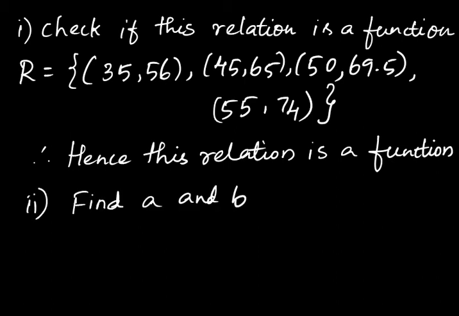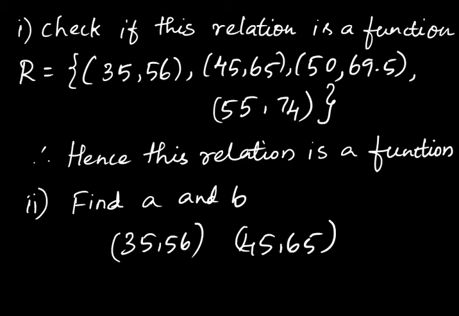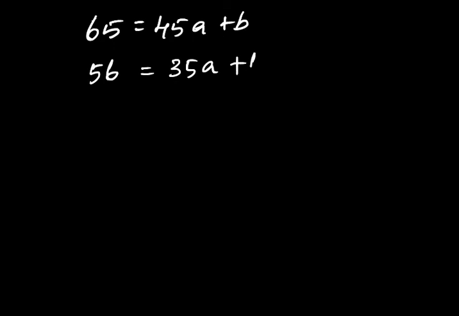Second question, find a and b. So for this we will consider two ordered pairs, that is 35 comma 56 and 45 comma 65, and we'll substitute these x and y values in the equation which they have given in the question. So that is y is equal to ax plus b. So when you substitute, you will get 65 is equal to 45a plus b, 56 is equal to 35a plus b.